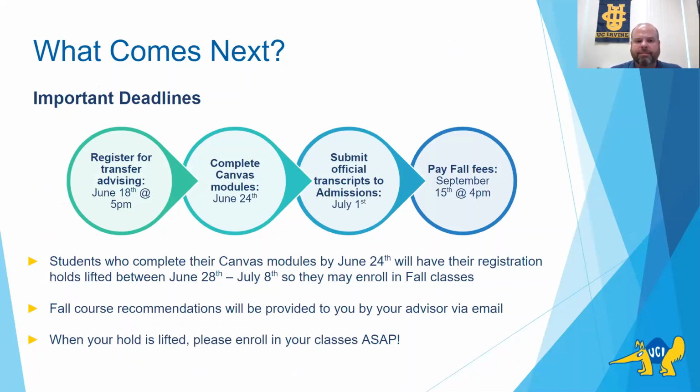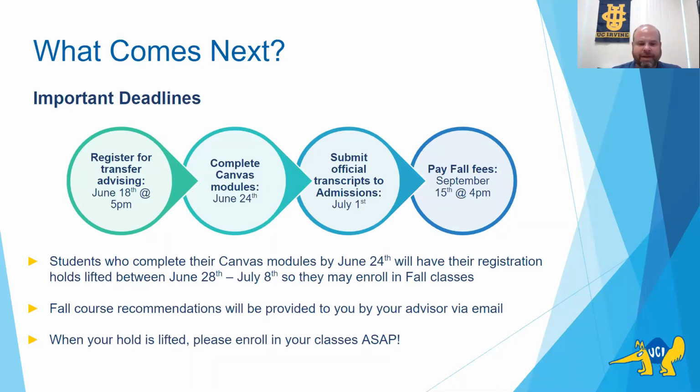All right, so if you're able to complete your Canvas modules by June 24th, you're going to have your registration holds lifted between June 28th and July 8th, so you can enroll in classes for the fall quarter. First step is registering for transfer advising, if you haven't done it already, by June 18th at 5 p.m. Next step is to complete the Canvas modules that are going to be assigned to you by June 24th. This will be sent to your UCI email accounts, so be checking those accounts frequently and make sure that you don't delete anything, because that's how we're going to communicate with you as well.